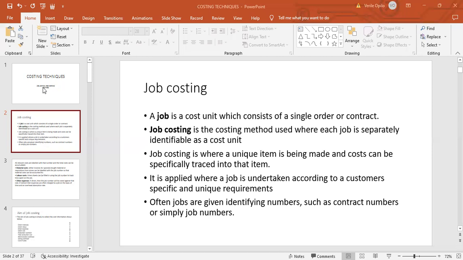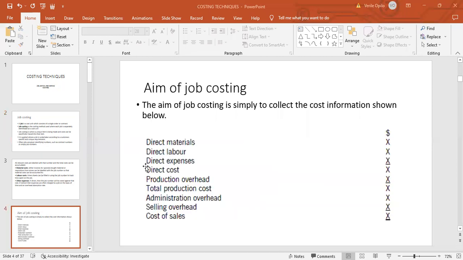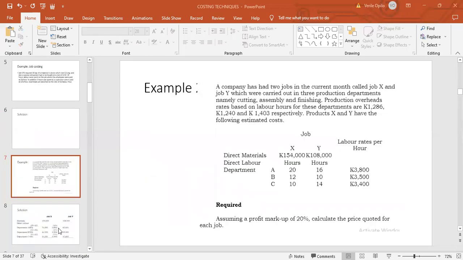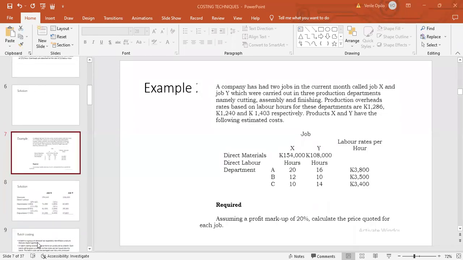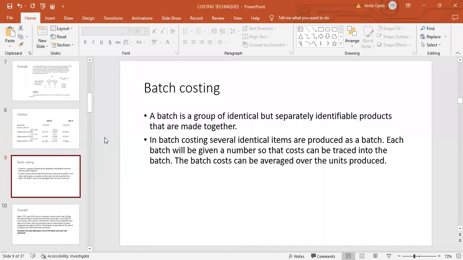And each client comes in with specific, unique requirements. And the organization now, what they need to do is to work with the specifications of the client. Then the other technique we looked at was the batch costing technique. And under batch costing, we say that this is whereby now, instead of producing a unique product for each client, the company usually provides the same identical product. So they produce many of the same identical product all together, then they just issue them to clients.